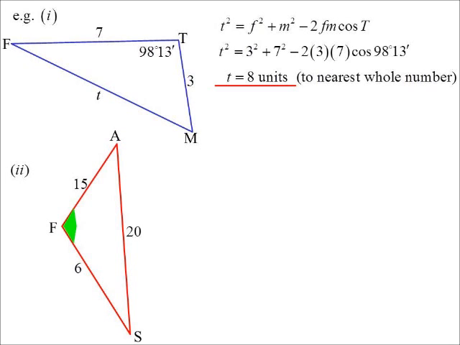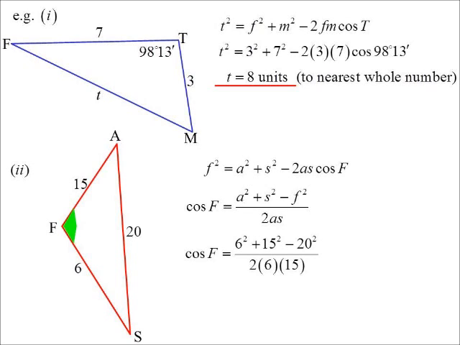Now if I want to find an angle, some people like to remember a specific formula for the cosine rule. I'm not one of those. It's angle f I want to find, so I'll write it as f squared being the subject, and then I'll just rearrange it rather than trying to memorize that each time. So a squared plus s squared minus f squared all over 2as.